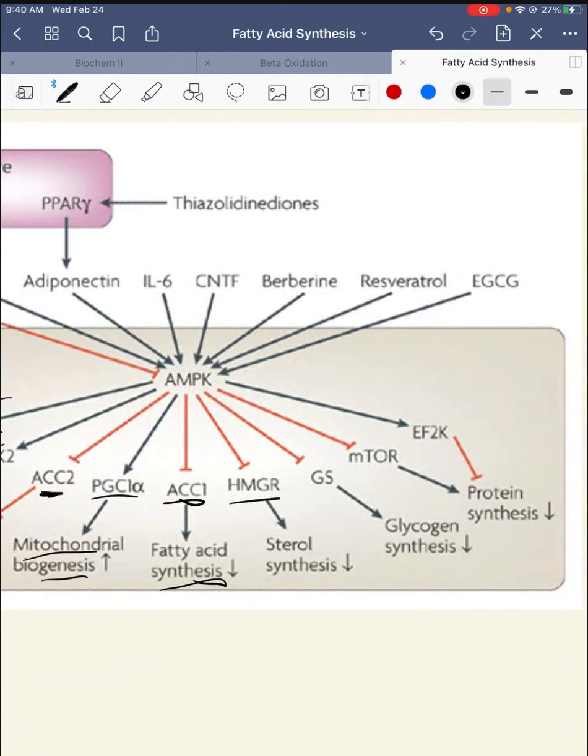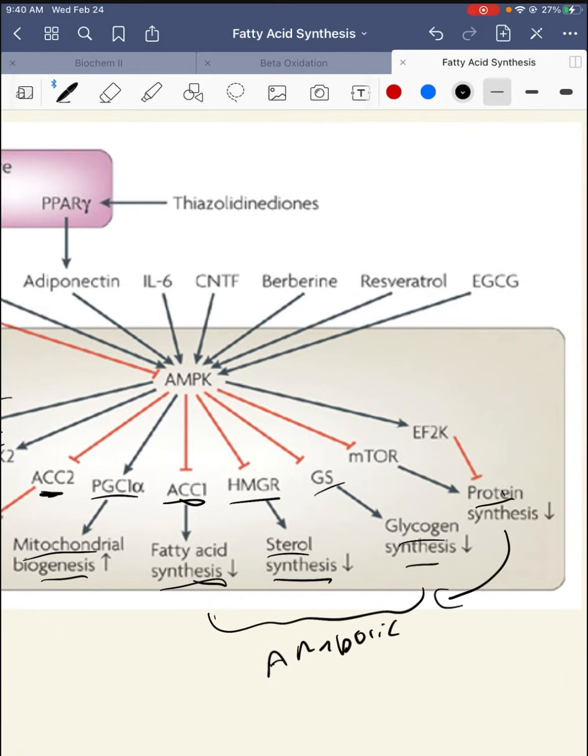We'll inhibit HMGR, the rate limiting step in cholesterol metabolism or sterol synthesis, which we'll talk about later in the semester. So we'll inhibit this as well, and then we'll inhibit glycogen synthesis. So these are all anabolic, and then we'll also inhibit this one as well, which is anabolic. We'll inhibit protein synthesis as well.